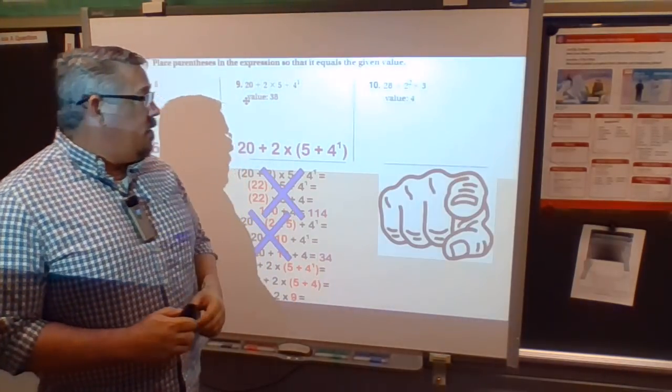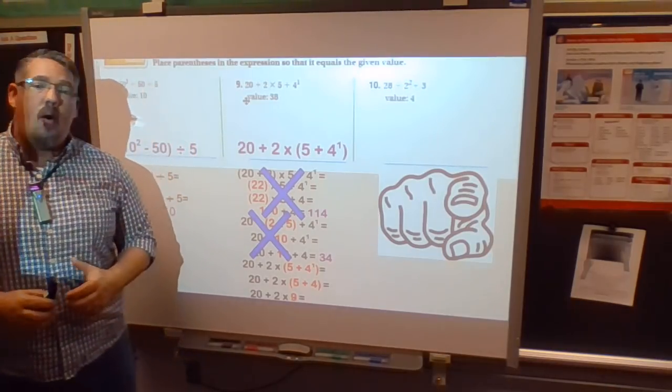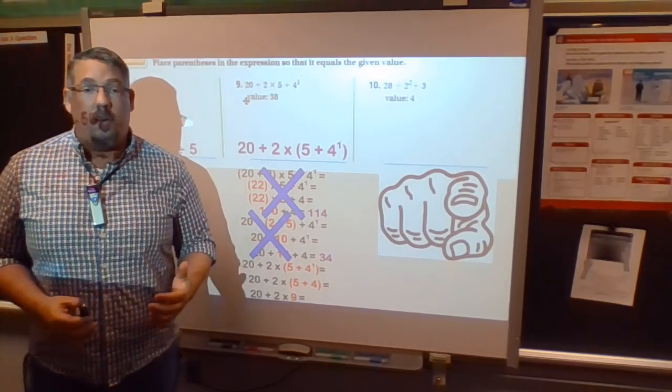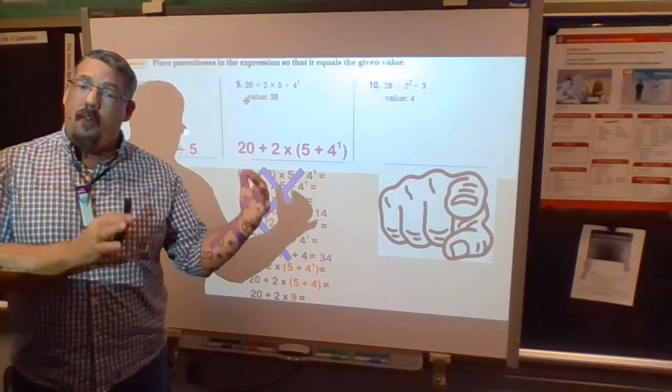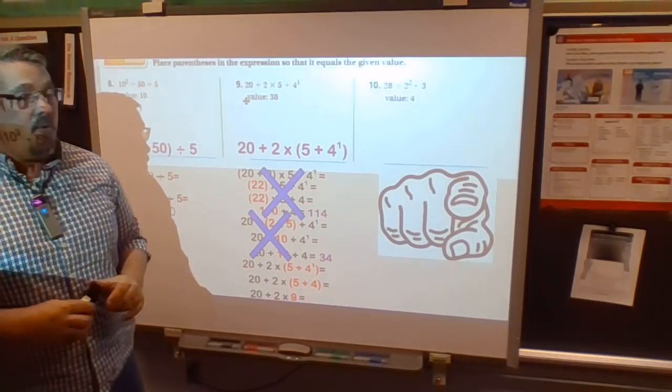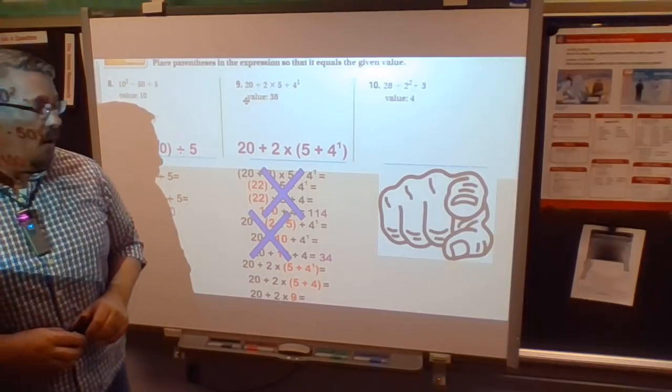All right, so number 10 then. I want you to try on your own, figure out where it's going to be. Now you only have two that you would have to work. It's either going to be around the front two or around the last two. So find out where the parentheses should go and then come back to me and check your work.